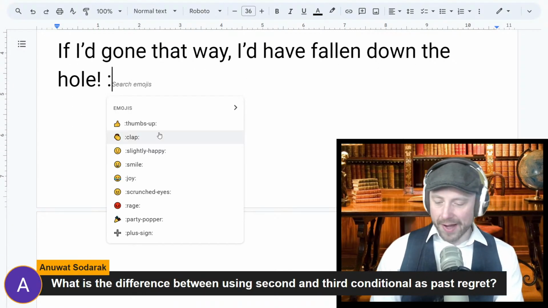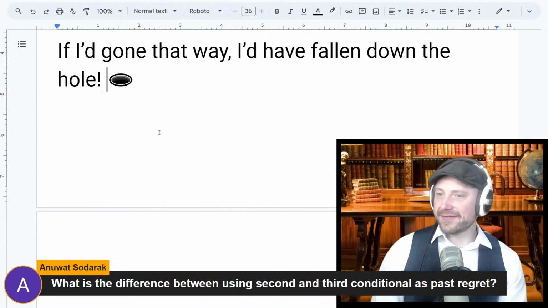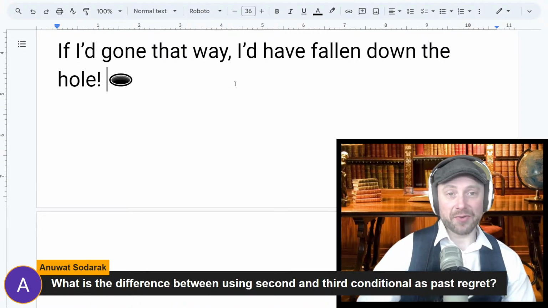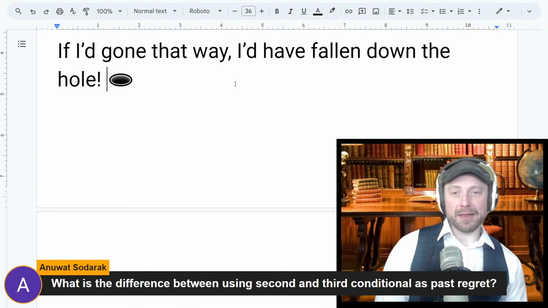If I'd have gone that way, I'd have fallen down the hole. So it can also represent that I'm happy with my path.